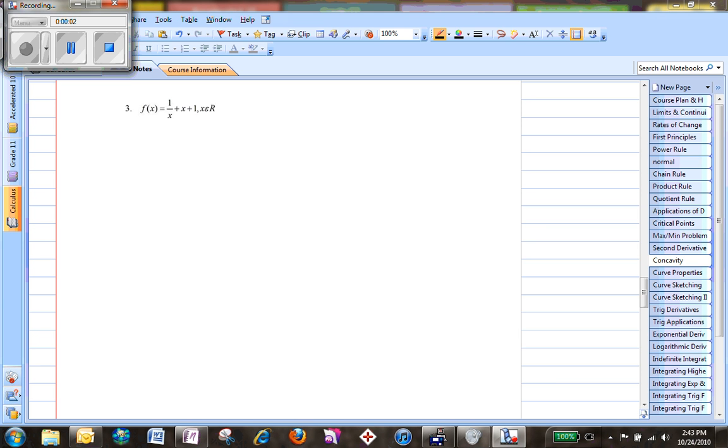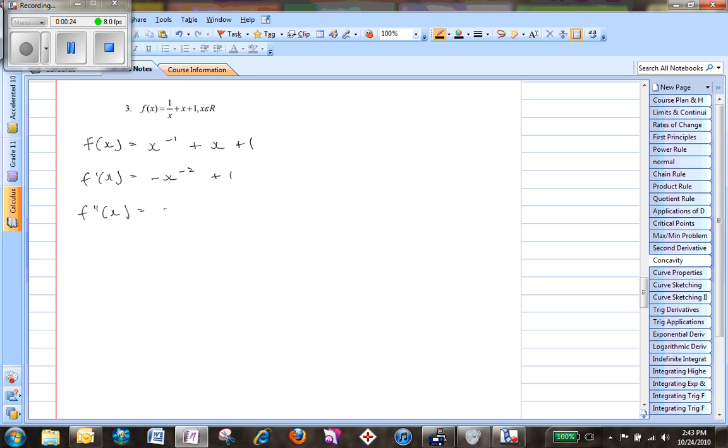Okay, so let's try some more challenging examples. This one here, I don't like the way that the function is written because I'm not able to easily take the derivative. So let's change the form of the function. f(x) = x^(-1) + x + 1. Take the derivative. That's -x^(-2) + 1. Take the second derivative, which is 2x^(-3). Another way to say that is 2 over x cubed.